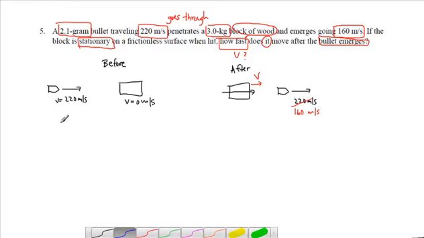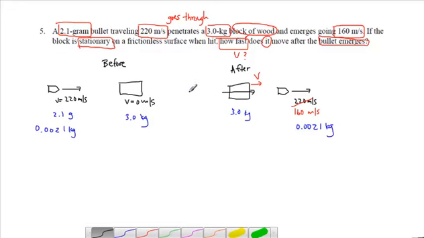The mass of the bullet, 2.1 grams, has to become kilograms, so you move the decimal over 1, 2, 3 places. That's 0.0021 kilograms. The block of wood, we already know, is 3 kilograms, both before and after.